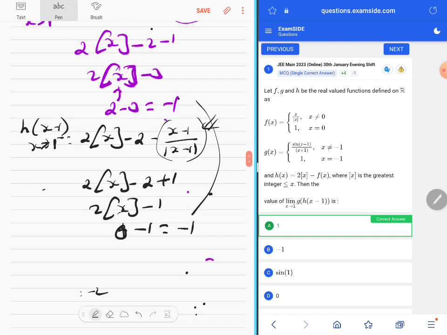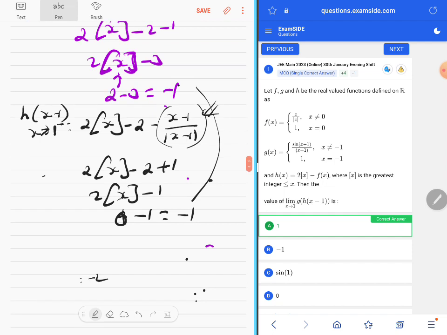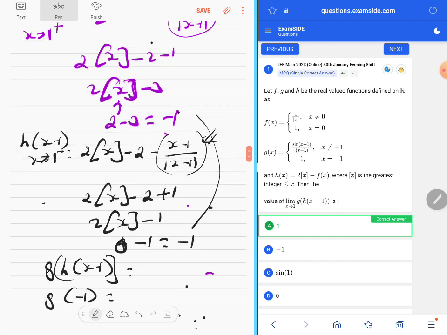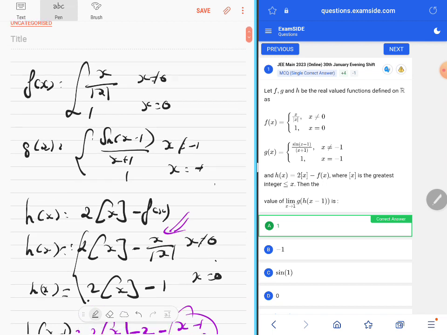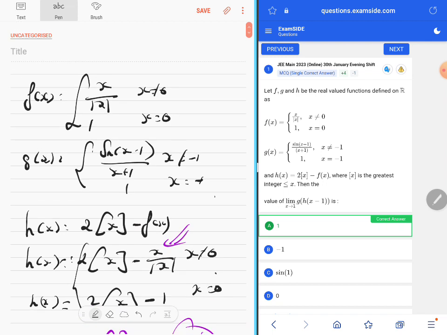Okay, what you checked is only for h of x minus 1. The question is not about h of x minus 1 now. It's one step more, which is g of h of x minus 1. And which is g of, it's only minus 1 because h of x minus 1 itself is minus 1. And what is g of x minus 1? Sin x minus 1 by sin x plus 1 by x plus 1.